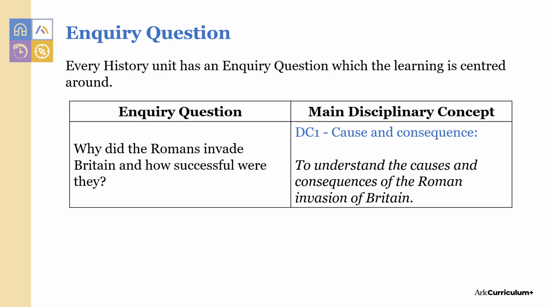Every history unit has an inquiry question which the learning is centred around. The inquiry question for this unit is, why did the Romans invade Britain and how successful were they? The main disciplinary concept of this unit is cause and consequence, to understand the causes and consequences of the Roman invasion of Britain.